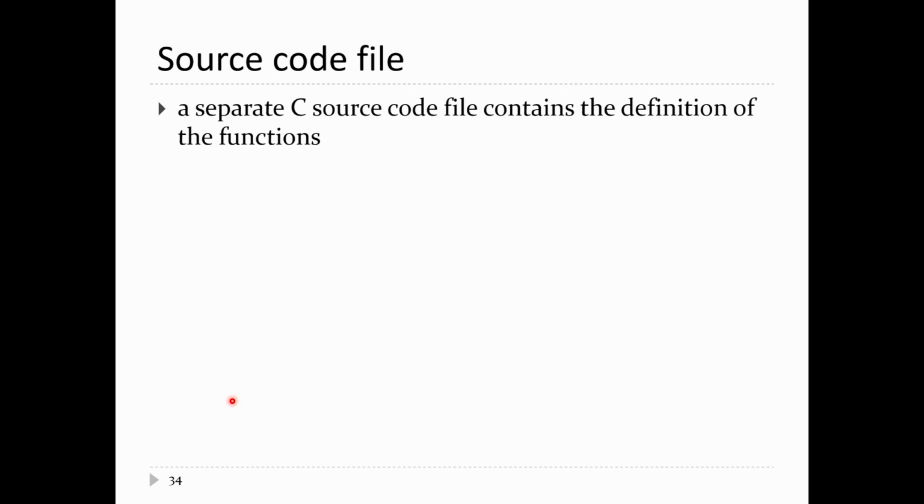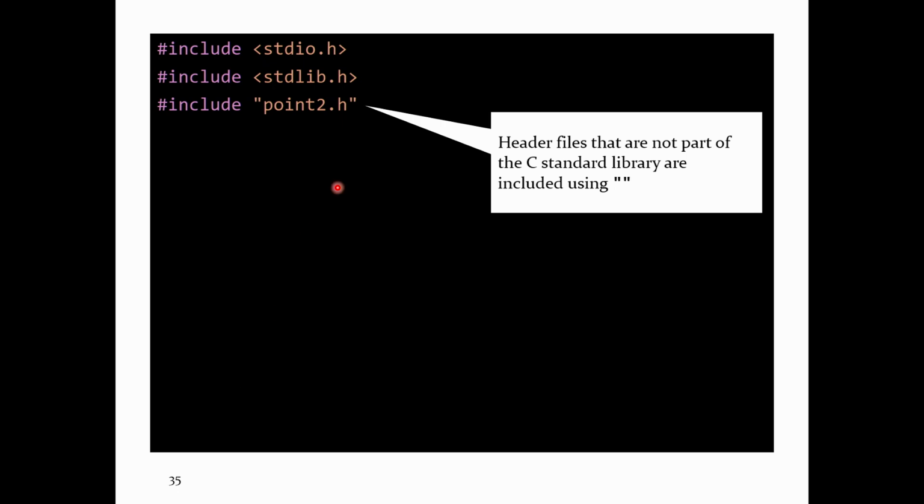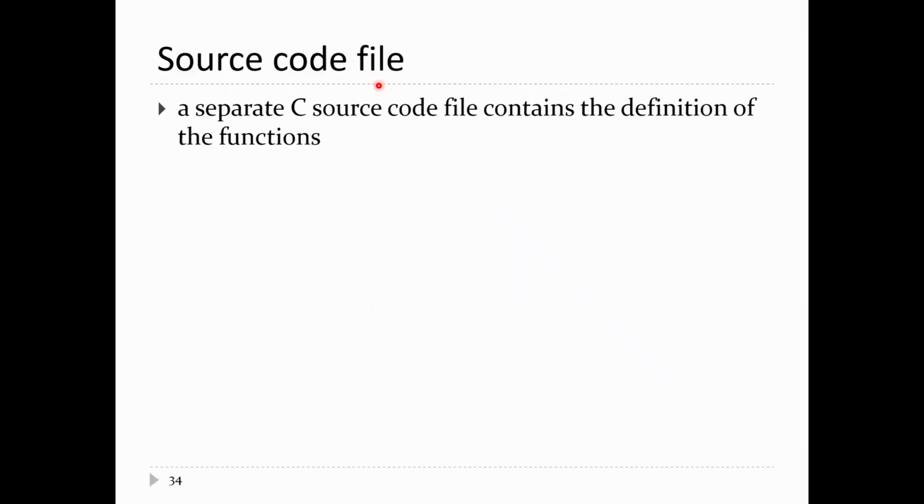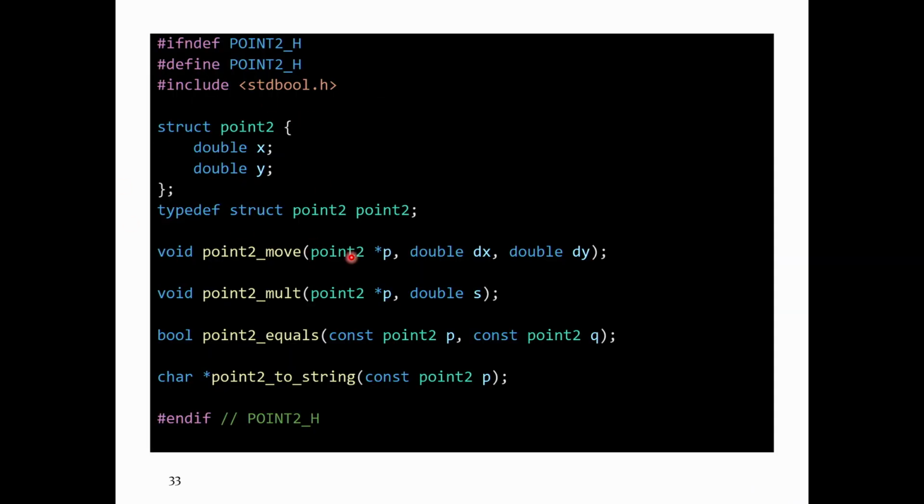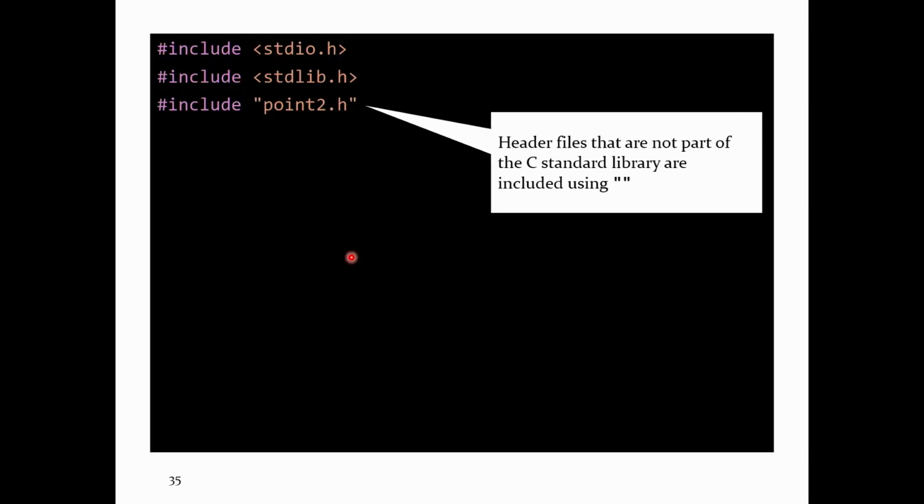Now I have a C source code file somewhere that contains the definition of these functions. Except for toString, these are all easy to write. So here's my point2.c file. I include all of the headers that I need. I actually don't need, yes, I do need those headers. And then I also include the point2.h header, because that's where all of this stuff has been declared. If I want to start writing point2 functions, I need to include this header file.